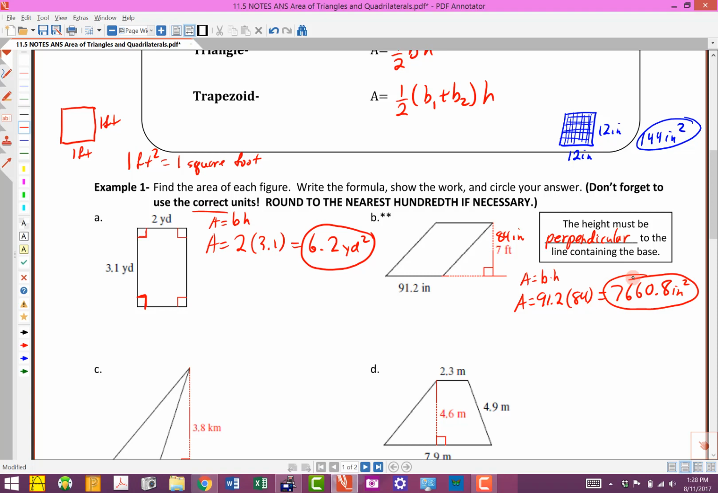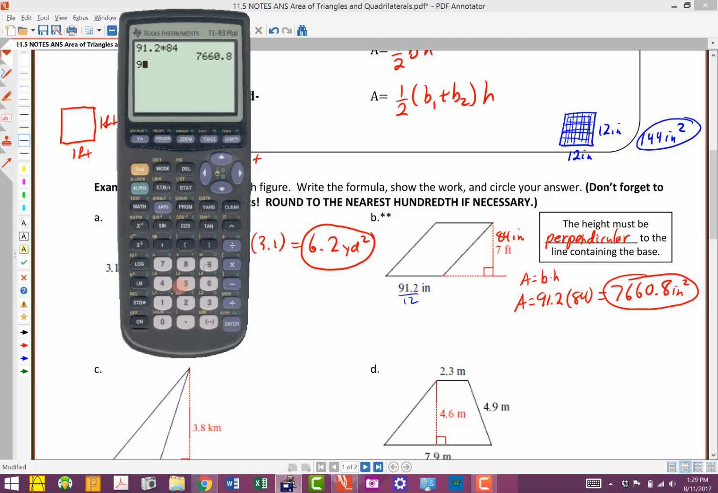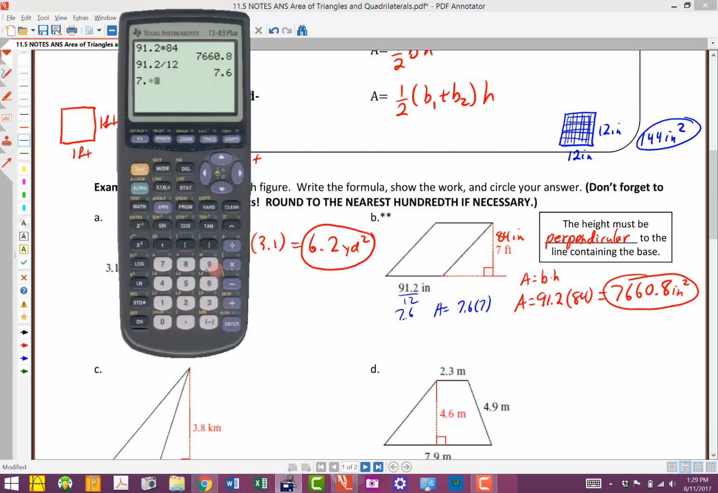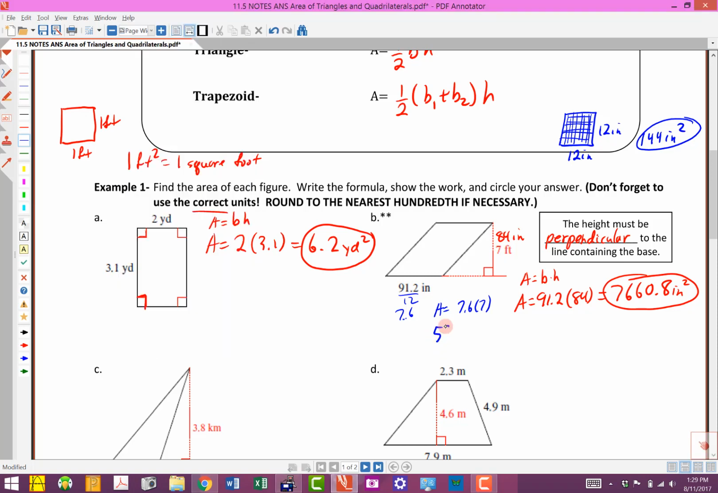Now, just out of curiosity, I'm going to change colors. It would be interesting if we did this in feet. So I'm going to divide this by 12. So if I do 91.2 divided by 12, we end up with 7.6. So the area here in feet would be 7.6 times 7. Let's do 7.6 times 7. Made a little mistake there. So it's 53.2, and that would be in square feet.